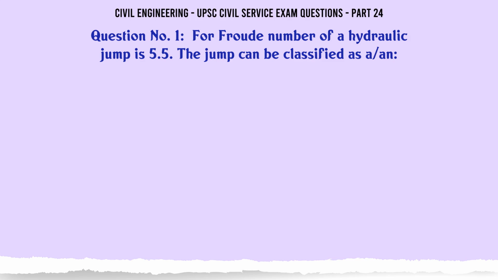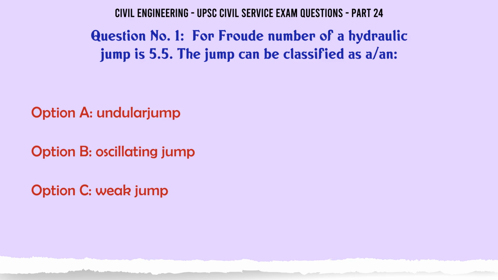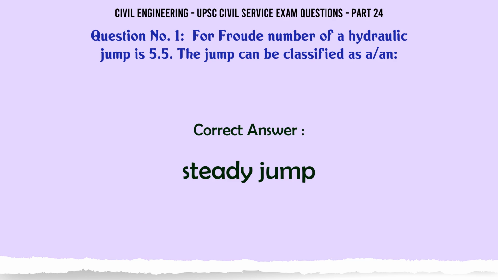For Froude number of a hydraulic jump is 5.5, the jump can be classified as: A, undular jump; B, oscillating jump; C, weak jump; D, steady jump. The correct answer is steady jump.